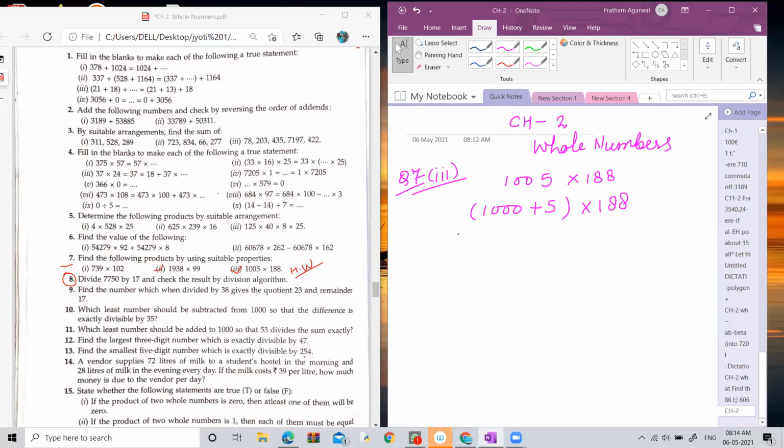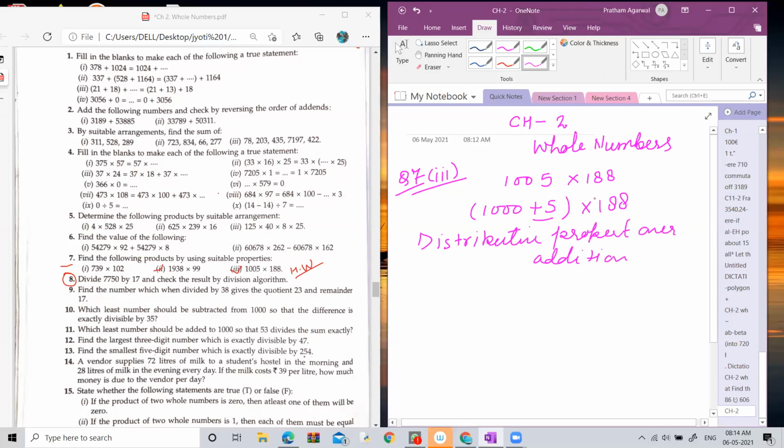Write in the chat box. Distributive property over addition. Why addition? Because there is a plus sign. Now, with the help of this property, we have to multiply 188 by 1000 and then multiply 188 by 5. So you can write 188 multiplied by 1000 plus 188 multiplied by 5.